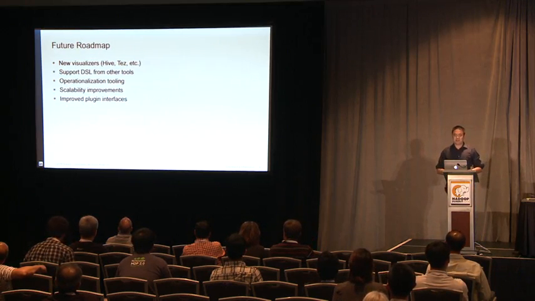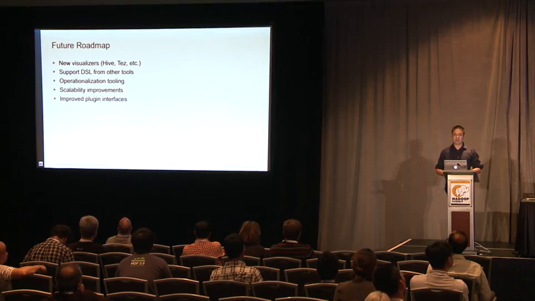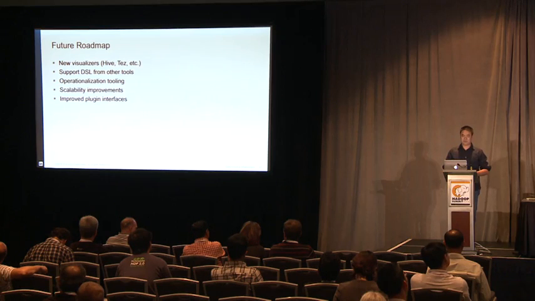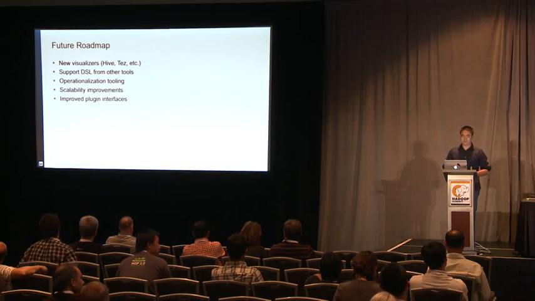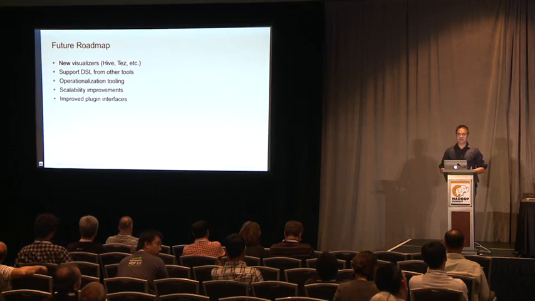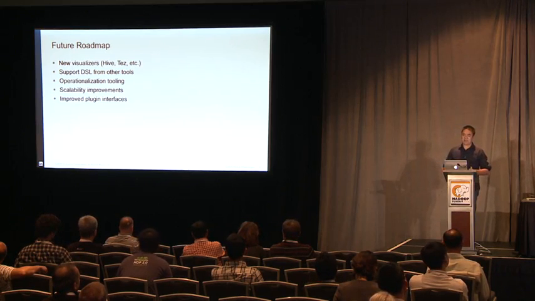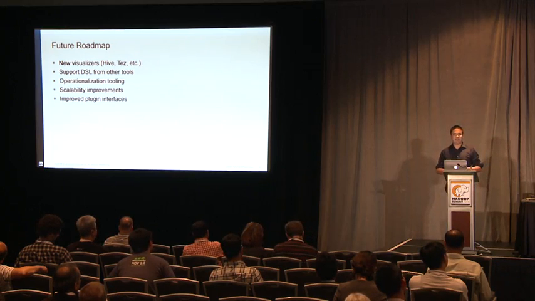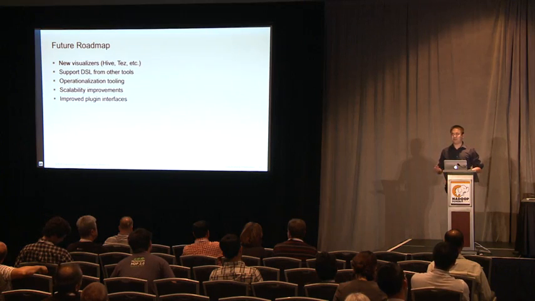These are some of the other features that are currently on our roadmap. We want to add new visualizers to support Hive jobs or even test jobs. We are also exploring the option of integrating Lipstick itself into Azkaban. We want to be able to support the DSL from other tools, since not everyone uses Gradle. We want to add some operationalization tooling around Azkaban and some more improvements for monitoring. We want to add scalability improvements, because one thing that we found was that as we have more users, the load on the Azkaban servers becomes greater. We want to be able to scale out Azkaban better. And we also want to improve plugin interfaces to make it even easier to build new plugins and new tools that integrate with Azkaban.